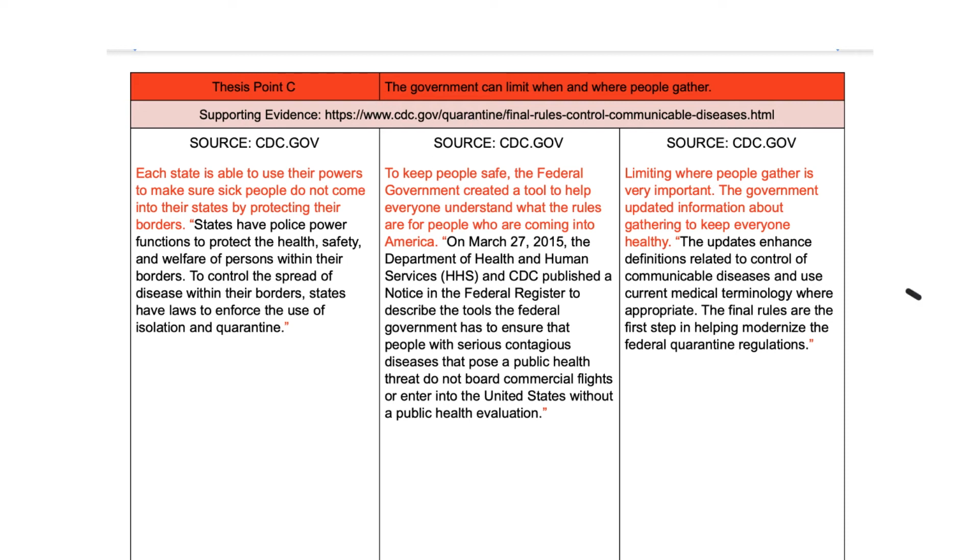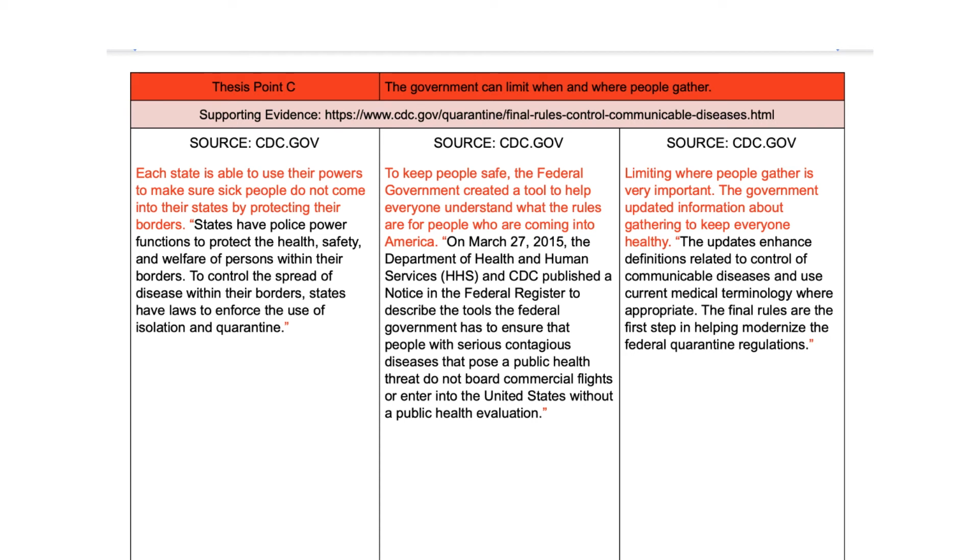Last one. Limiting where people gather is very important. The government updated information about gathering to keep everyone healthy. Okay, that's my statement. Well, now I have to support my statement. The updates enhanced definitions related to control of communicable diseases and use current medical terminology where appropriate. The final rules are the first step in helping modernize the federal quarantine regulations.